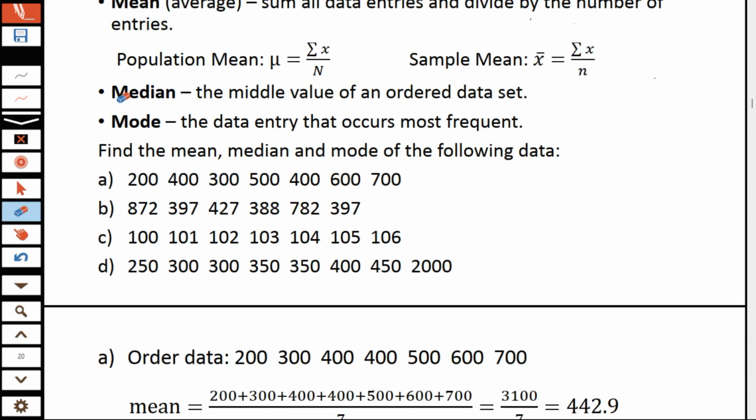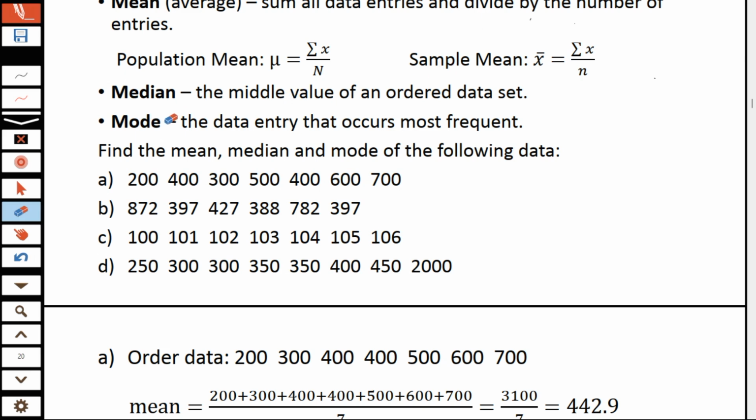So let's continue with the median. When it comes to the median, we are saying that the median is the middle value of an ordered data set. And the mode is the data entry that occurs most frequently. So for the median, when the raw data is given to you, what you are going to do is arrange the raw data in order, and then just choose the middle number.